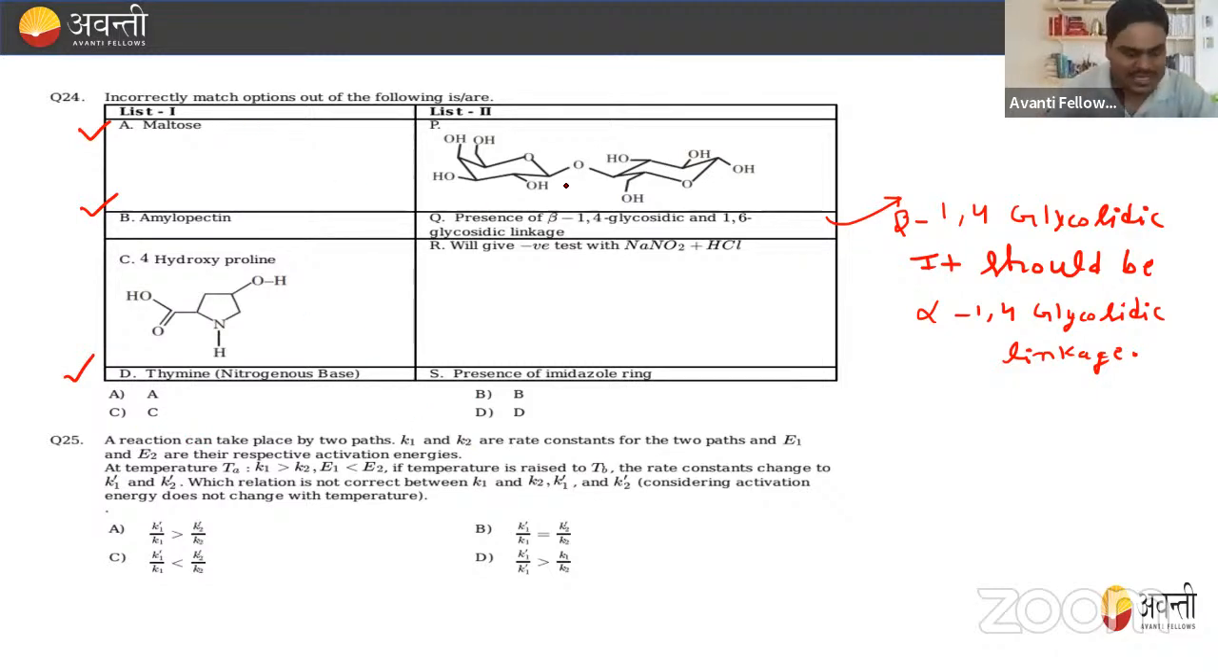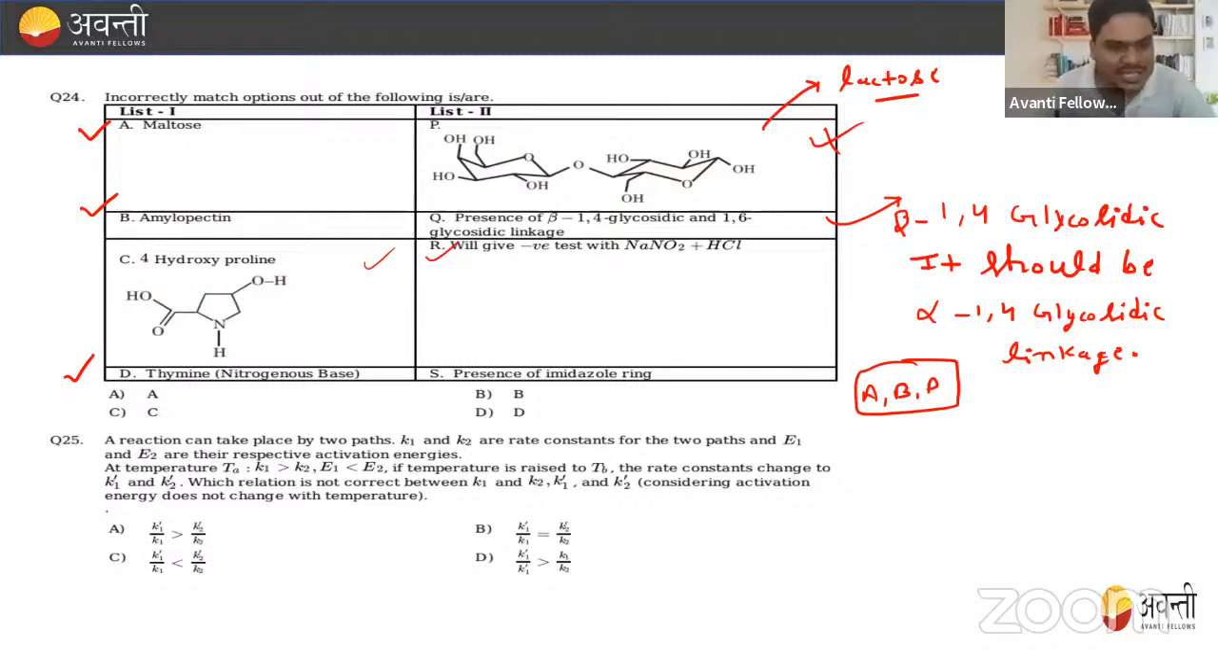Maltose is correctly matched with the structure of lactose? They are not correctly matched, because this is the structure of lactose, not maltose. So this is incorrectly matched. Amylopectin, this is 4-hydroxyproline, so it will give a positive test with NaNO2/HCl. This is correct. So the incorrect options are A, B, and D. Okay, good.